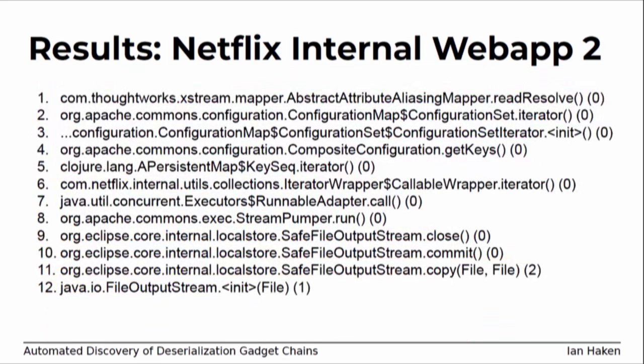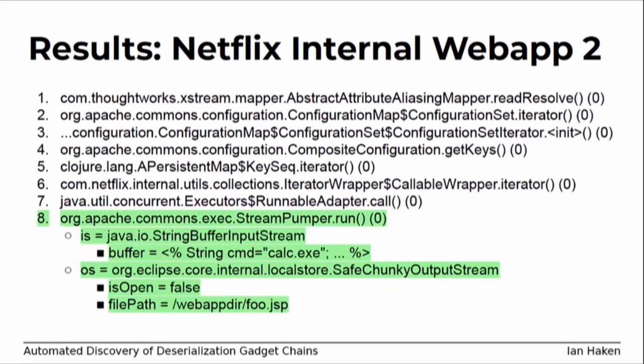So that was a really cool gadget chain that this thing found, but also spending just like 5 or 10 minutes staring at this, you see this gadget chain method at step 8, which is streampumper.run. What that actually does is copies an input stream to an output stream. So if you look at this for just a few minutes, you realize you can tweak this last thing to copy an arbitrary string input stream to a file output stream and be able to write an arbitrary string to an arbitrary file. So I was able to write a JSP to my web app resource directory and get RCE with this gadget chain.